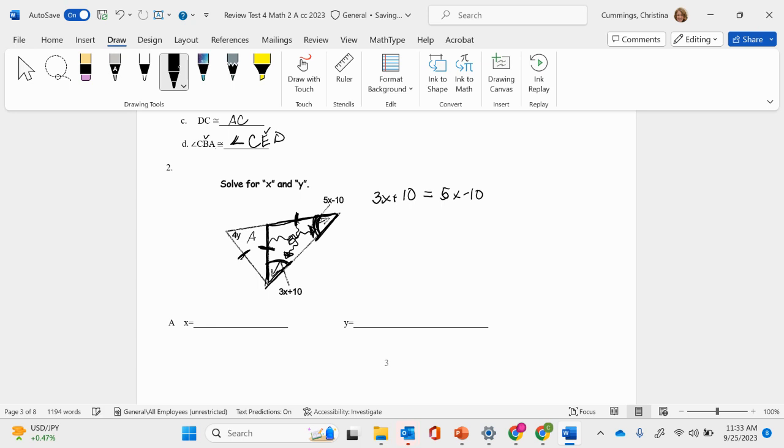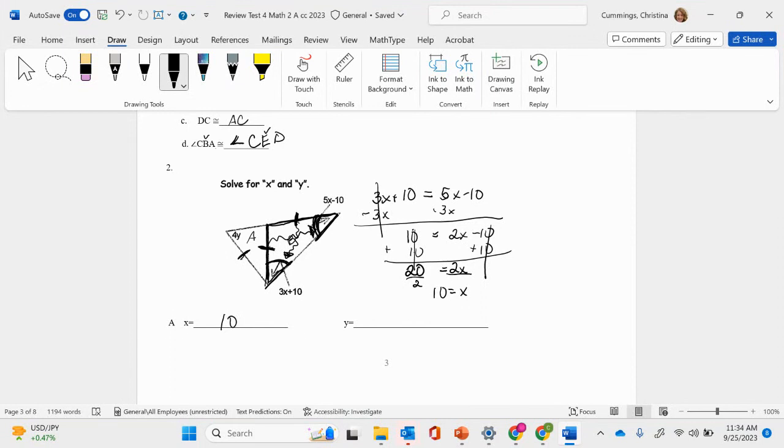Okay. So let's solve for x by subtracting 3x from both sides. That gets rid of that. This gives me 10 is equal to 2x minus 10. Now we want to get rid of the 10 from this side, so let's add 10 to both sides. This becomes 10 plus 10, which is 20. These go away. 20 is equal to 2x. Divide both sides by 2. X is equal to 10. So x is equal to 10.